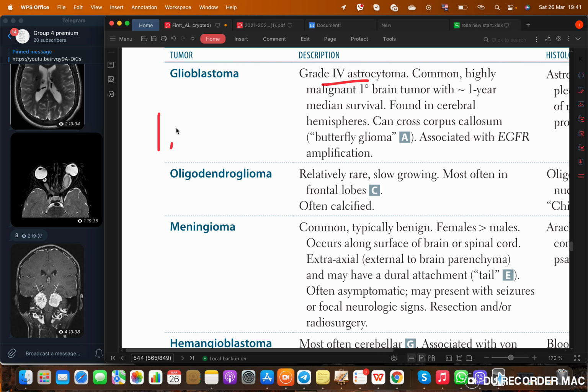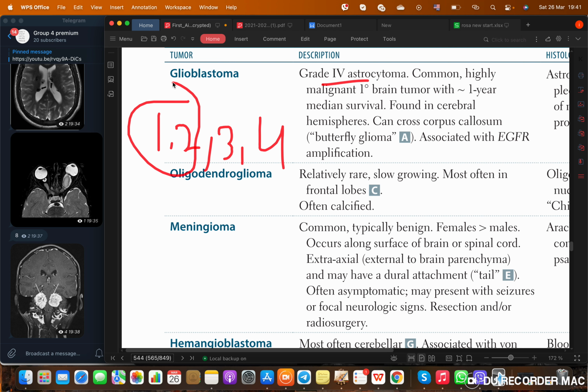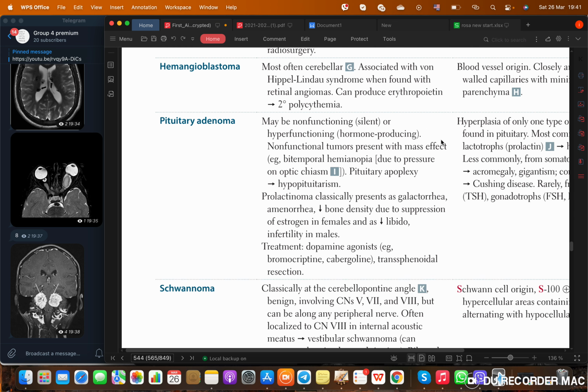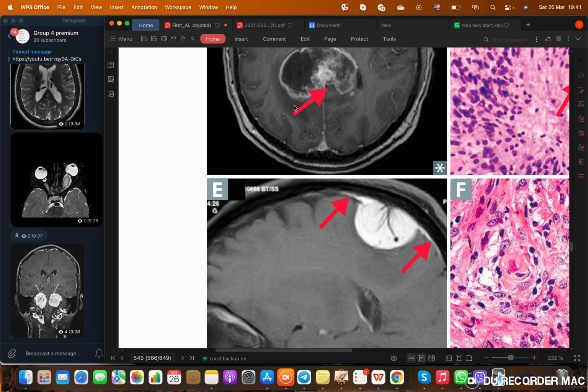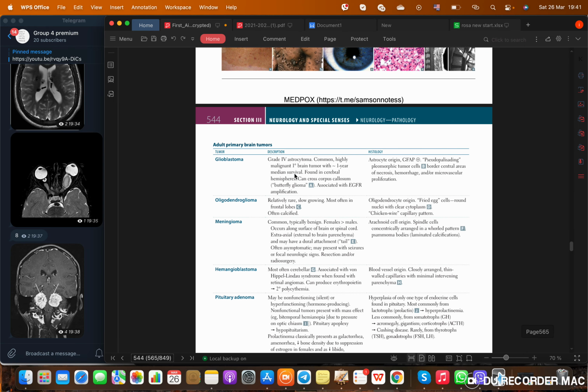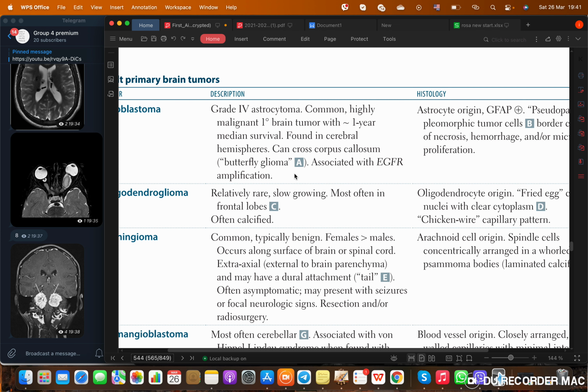Cancers are subdivided into grades 1, 2, 3, and 4. Of course, there are multiple ways to grade them, but to make it simple for you guys, if it is 1 or 2, it's treatable. If 3, it's highly unlikely to be treatable. 4, it's not treatable. Commonly, it is a highly malignant primary brain tumor with 1 year median survival. It's found in the cerebral hemisphere and can cross the corpus callosum. That's why we call it the butterfly glioma, because it can go across the corpus callosum, which is the structure connecting your hemispheres. That's a really, really bad type of tumor.